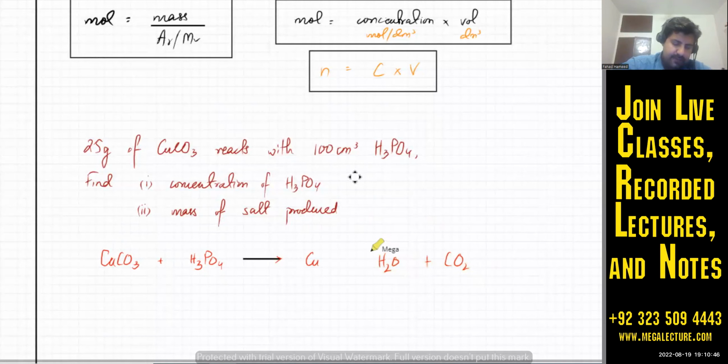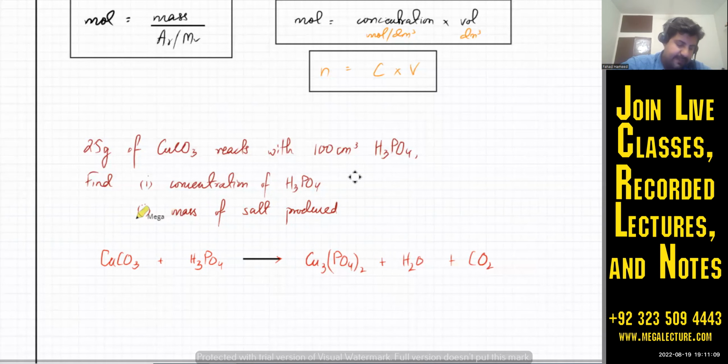अच्छा, और जो पीछे रह गए, that's your salt. That's copper and phosphate. This is -3. This is +2. So it's going to be copper 3, phosphate twice. फिर इसको you have to balance this.